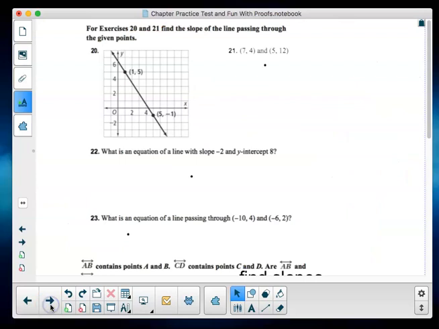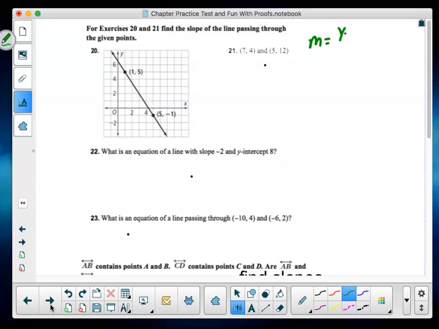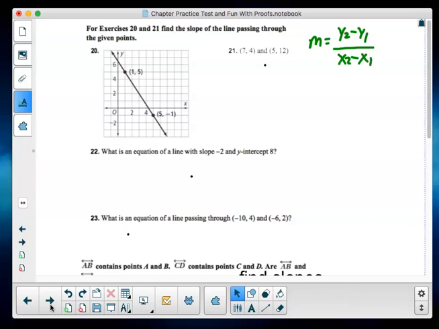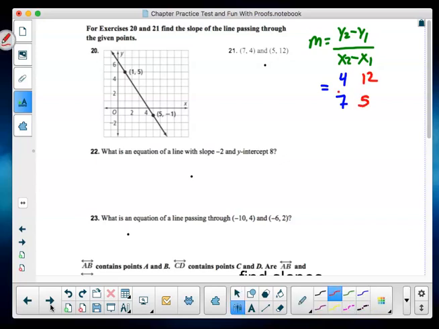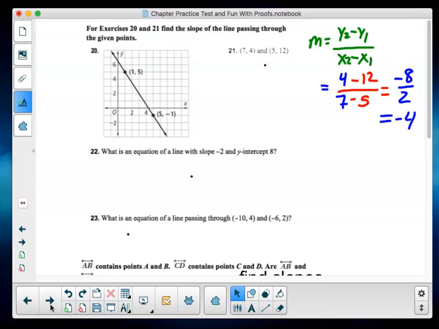And we're going to move on here. In page 3, problem 20, we're asked here to find the slope of the line passing through the given points. Remember, slope is equal to y2 minus y1 over x2 minus x1. Okay, if I use my points, I've got 4, 7, y's on top, 7 on the bottom, and I got 12, 5. Now I'm supposed to find their difference. And after I do that, I find out that my answer will be negative 8 on top, positive 2 on the bottom, and I've got a negative 4 for slope. So my slope here is negative 4.